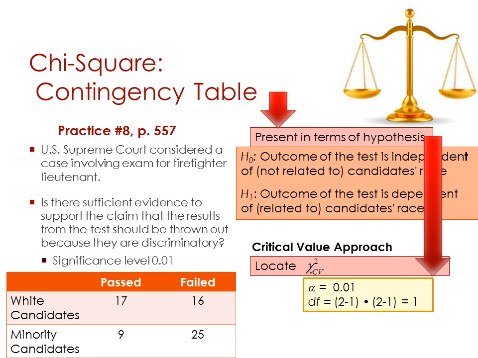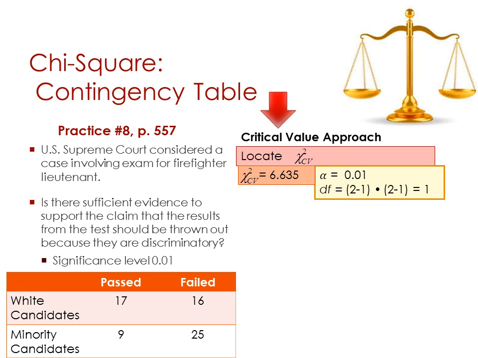So now that we have our alpha and our degrees of freedom, take a few moments and locate in your chi-square distribution table what is your required critical value for these degrees of freedom. You should have gotten 6.635.